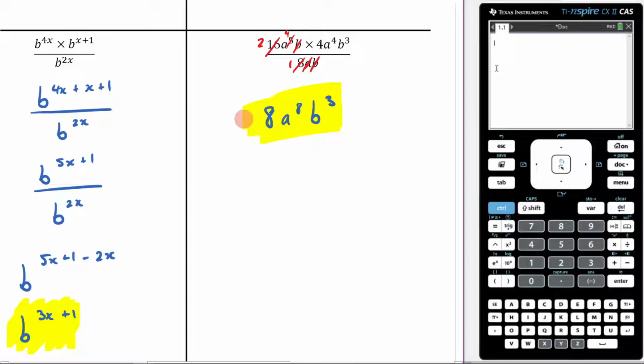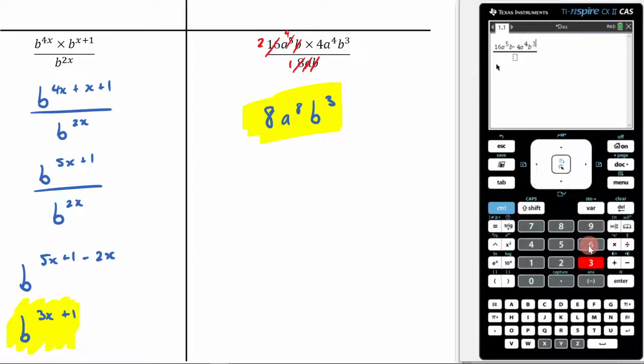And then also remember, you should be able to do all of these key skills on your CAS calculator as well. So let's see if we can go through this last one on our CAS here. So I can go control divided by, and then I have 16. Now I'm going to go a to the 5, b times 4a raised to the 4, b cubed, and then down the bottom, I have 8ab. Then I hit enter, and what has happened there? What have I done wrong?